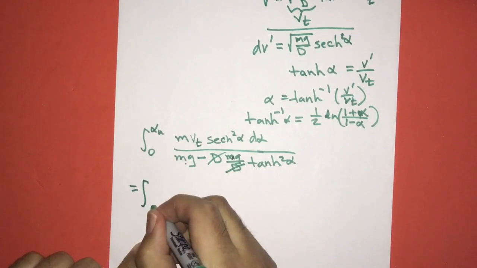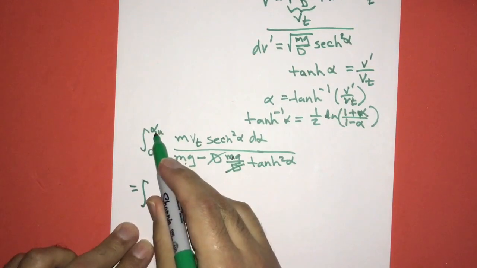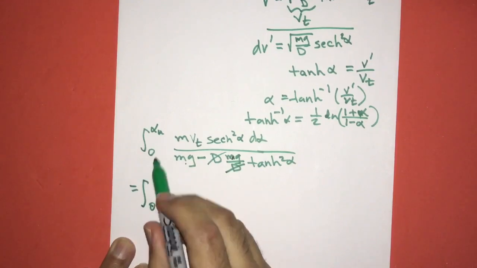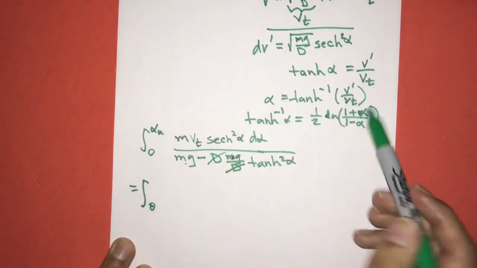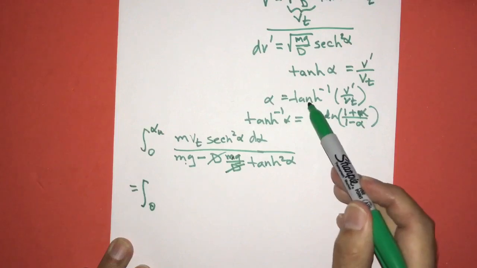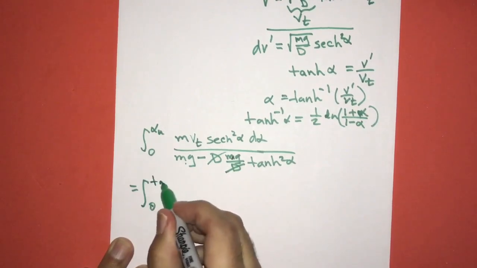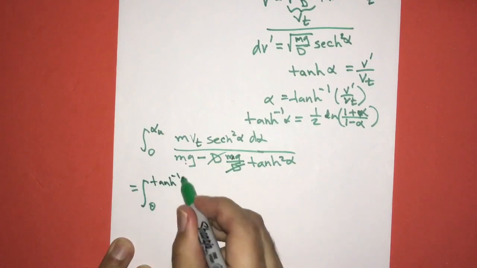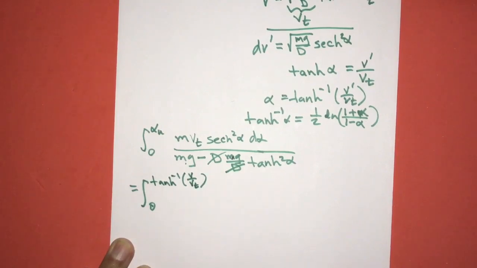So here we get our lower limit of integration, and let's just go ahead and figure out what this is going to be real quick. Our upper limit, we're going to look at when v prime equals v. So we're going to see that our upper limit is going to be the hyperbolic tangent inverse of v over our terminal velocity, vt.